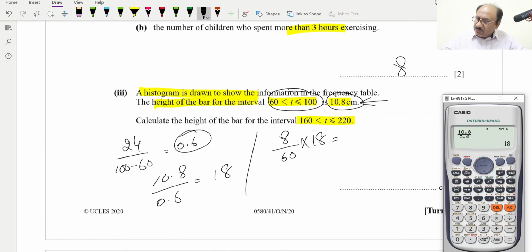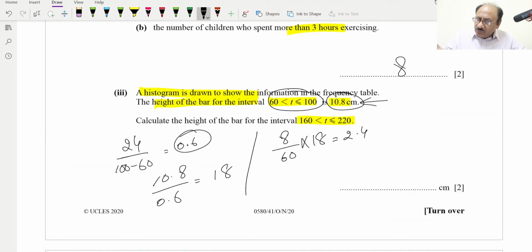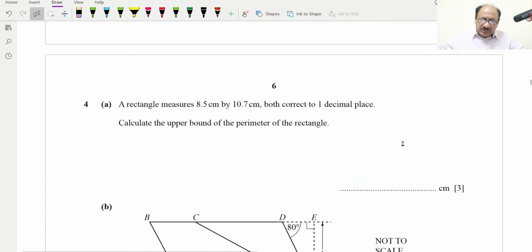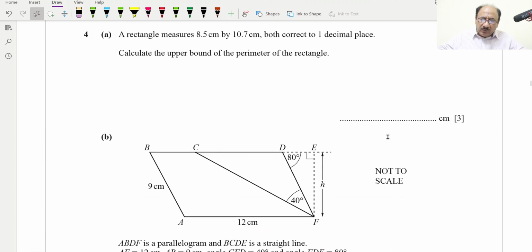height, and this will be 8 over 60 and multiplied by 18, and this will be equal to 2.4. So height will be 2.4 centimeters. This will be our answer for this question. Hopefully you understood each and everything.